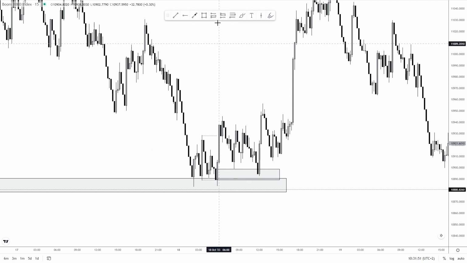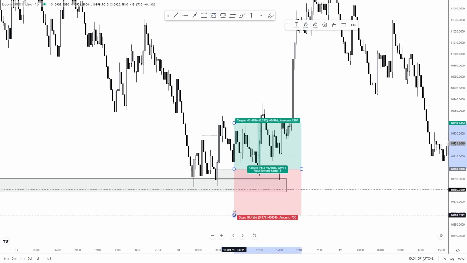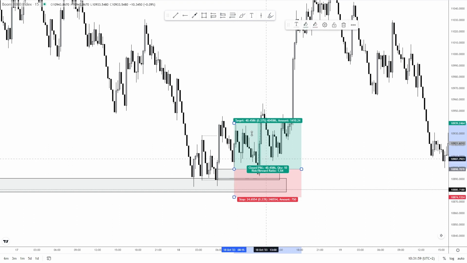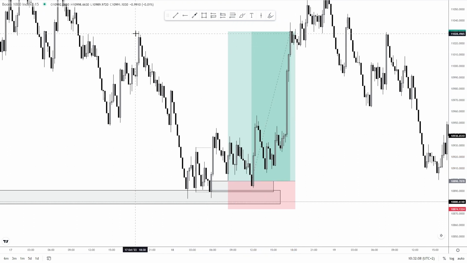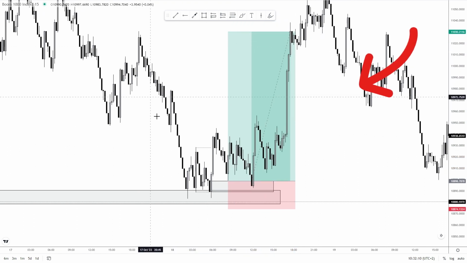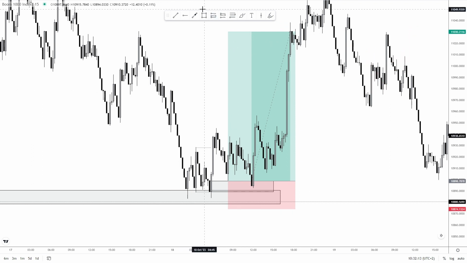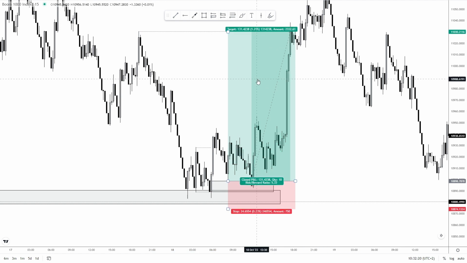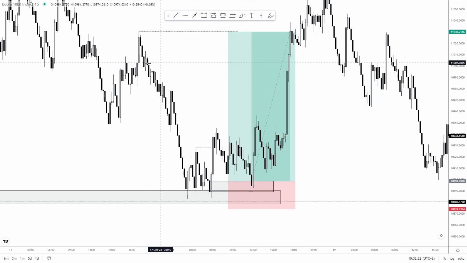I've entered around here and my stop loss was just beneath this fair value gap, and I targeted the next high that created this impulse move there. So this was my target. I closed a little bit before the target. I closed around here, but yeah, as you can see, price went straight to the TP.